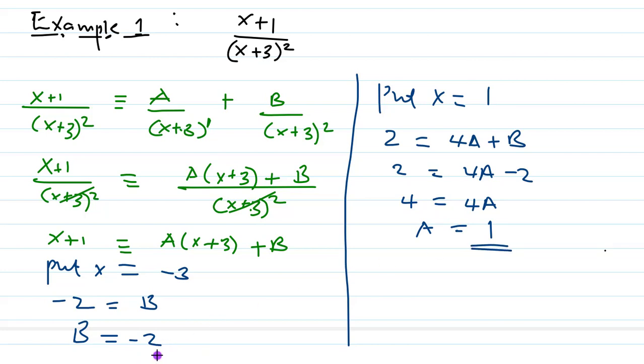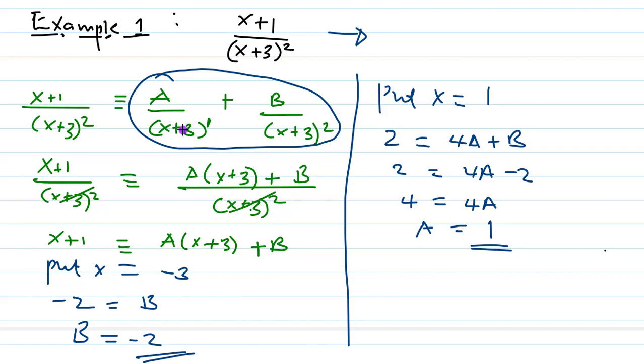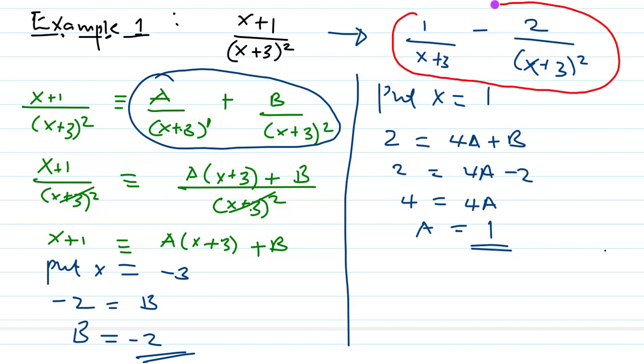Now I have the value of A and the value of B, so I can now rewrite this partial fraction as, remember from here, A/(x+3), so that's 1/(x+3), plus B, which happens to be negative, so minus 2/(x+3)^2. Alright, that's a nice one. So this is our final solution. This is our partial fraction to represent this.